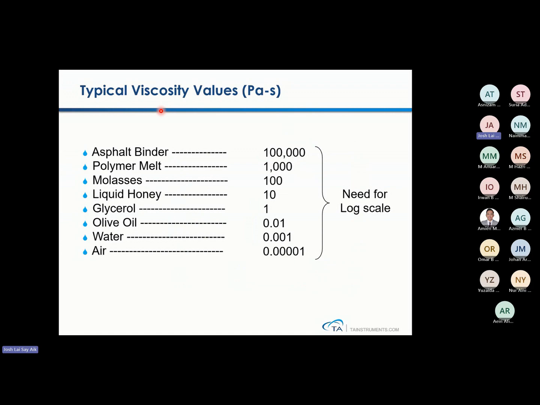And these are the typical viscosity values. You have asphalt binders at 100,000s, all the way down. Sometimes people like to use a log scale for viscosity changes, just because it has huge changes, especially when you have a temperature program or temperature sweep in your flow test.